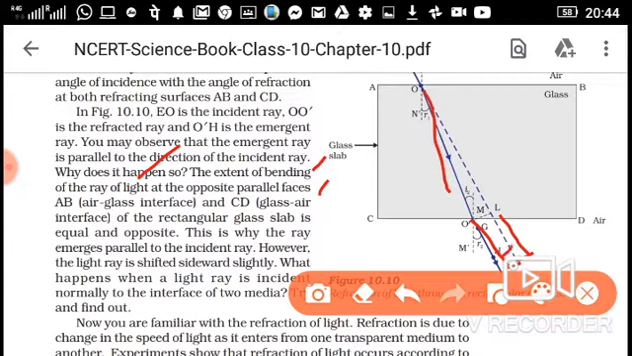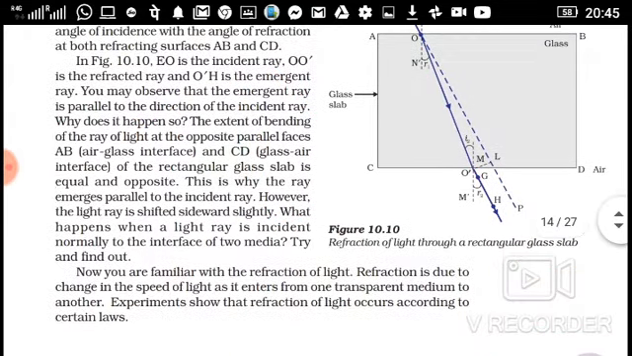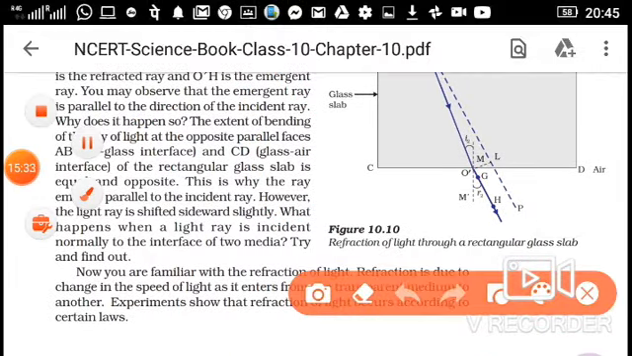Okay, so this is called lateral displacement. You see the incident ray, but it is refracted. So this is lateral displacement. Now, the extent of bending of the ray of light, this is clear. This is why the emergent ray is parallel to the incident ray. However, the light ray is shifted sideways slightly.